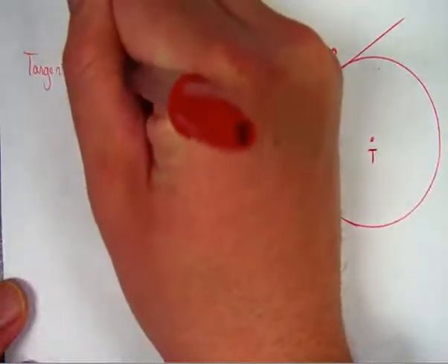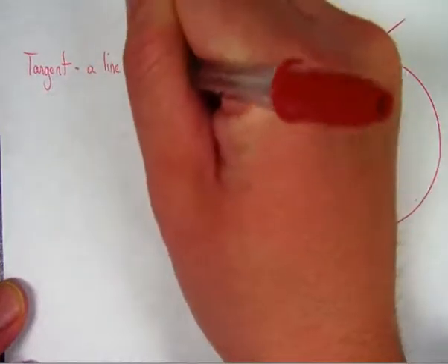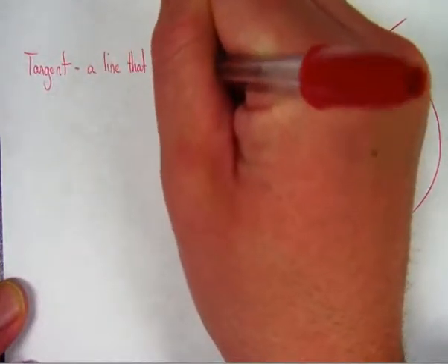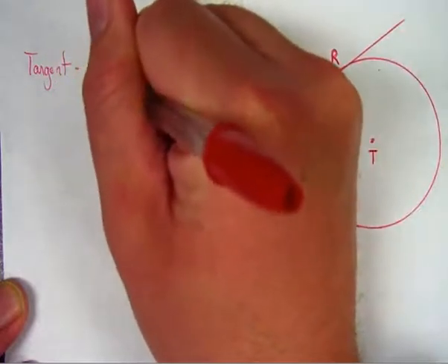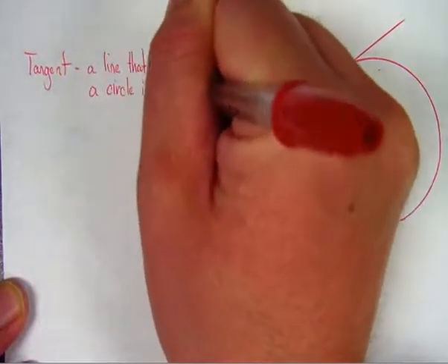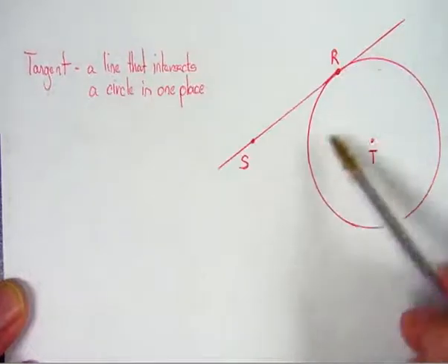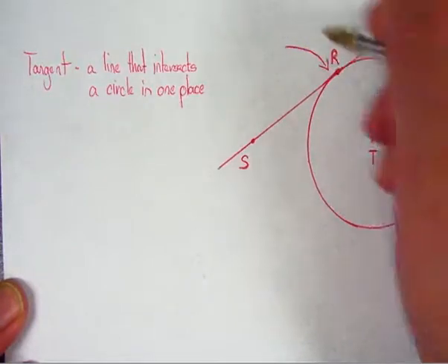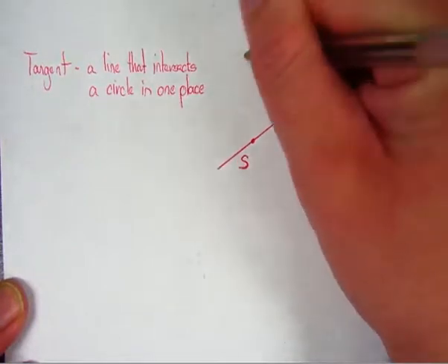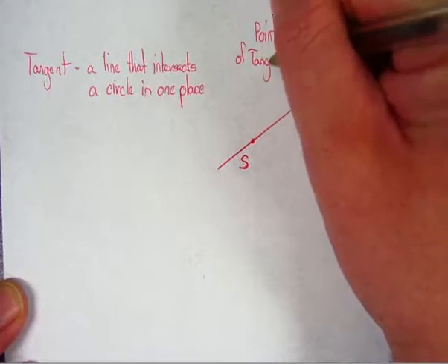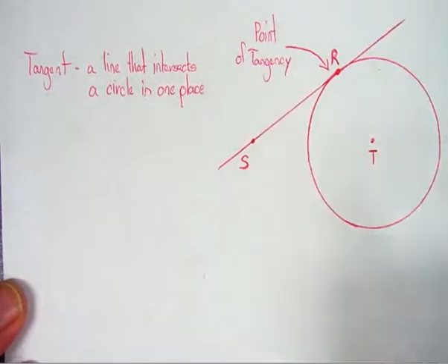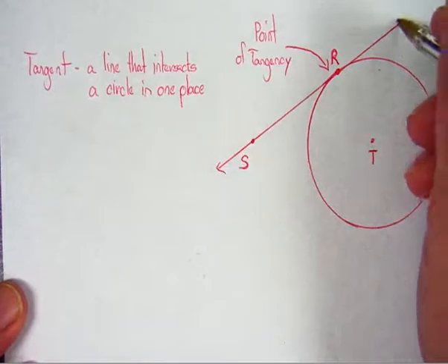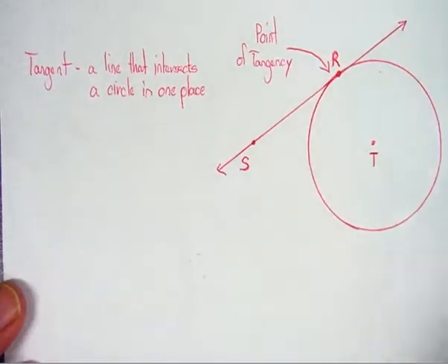And let's get a definition for that. A tangent: a line that intersects a circle. So intersect just means touches. Intersects a circle in one place. So it only touches in that one place. It only touches at R, and it turns out that we have a name for that point where it touches. We call this the point of tangency. So there we have line SR is a tangent line to circle T because it touches it in only one place, and that would be R, which is our point of tangency.